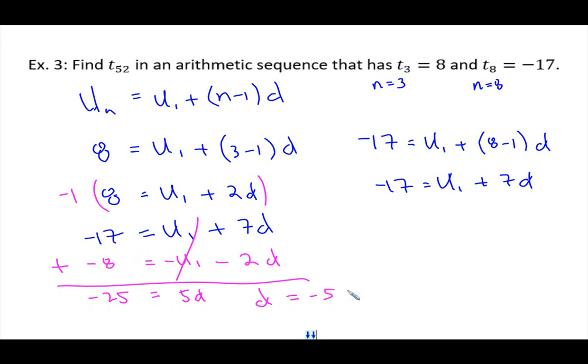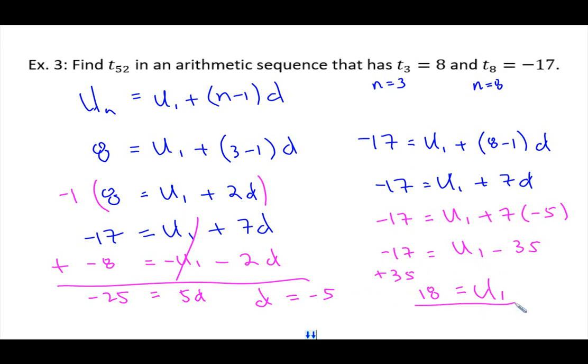Okay, now that I know what d is, I can plug it in here, or you can plug it in over here to solve what u sub 1 is. So I plug it in here, negative 17 is equal to u sub 1 plus 7 times negative 5. So that's going to give me u sub 1 minus 35, because we get negative 35, is equal to negative 17. And then we add 35 on both sides, right? So u sub 1 is going to equal positive 18.